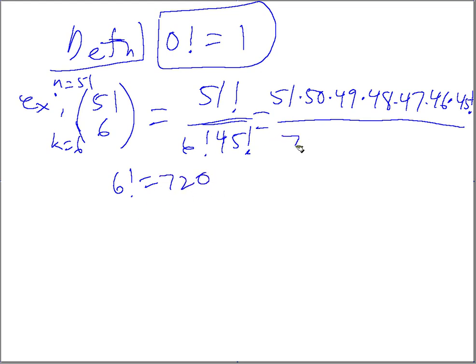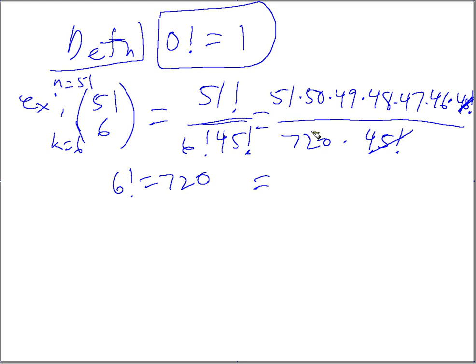720. So this is going to be 720. This is the 6 factorial. Now 45 factorial, I'm just going to write it as 45 factorial because I'm going to cancel it with this 45 factorial on the top. Can we see that? These two cancel out. So this will give me what?